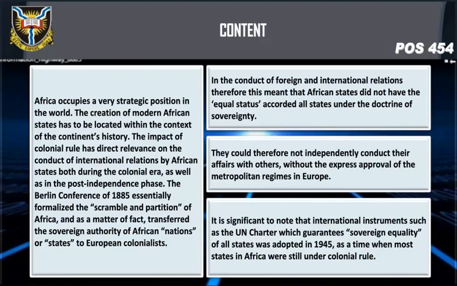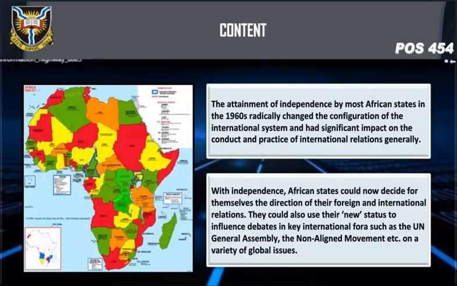It is significant to note that international instruments such as the UN Charter, which guarantees sovereign equality of all states, was adopted in 1945 at a time when most states in Africa were still under colonial rule. With independence, African states could now decide for themselves the direction of their foreign and international relations. They could also use their new status to influence debates in key international fora such as the UN General Assembly, the Non-Aligned Movement, and so on a variety of global issues.